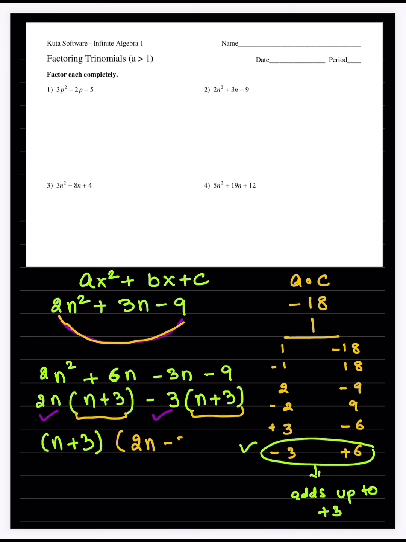So you must have seen me using a trick. I write my n plus 3 first in the last two terms and then figure out my GCF.